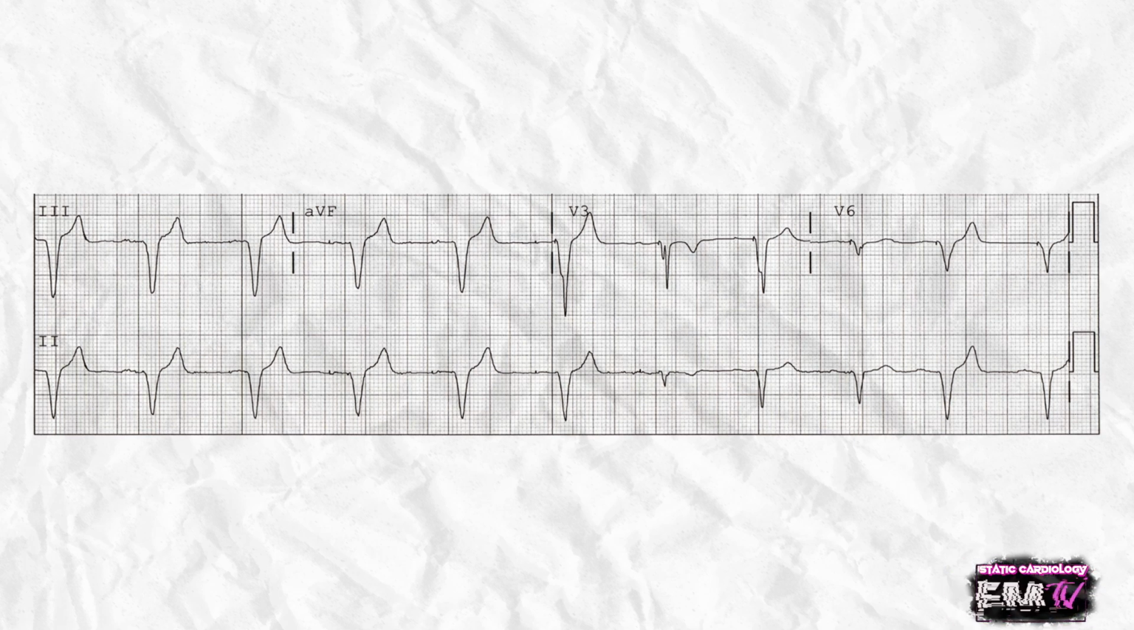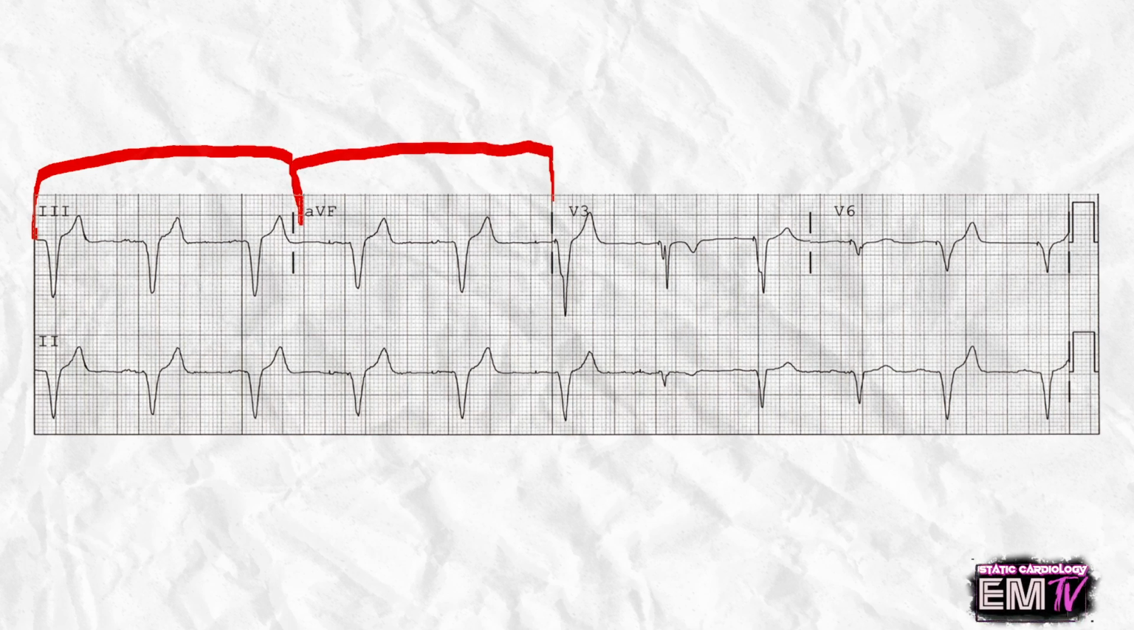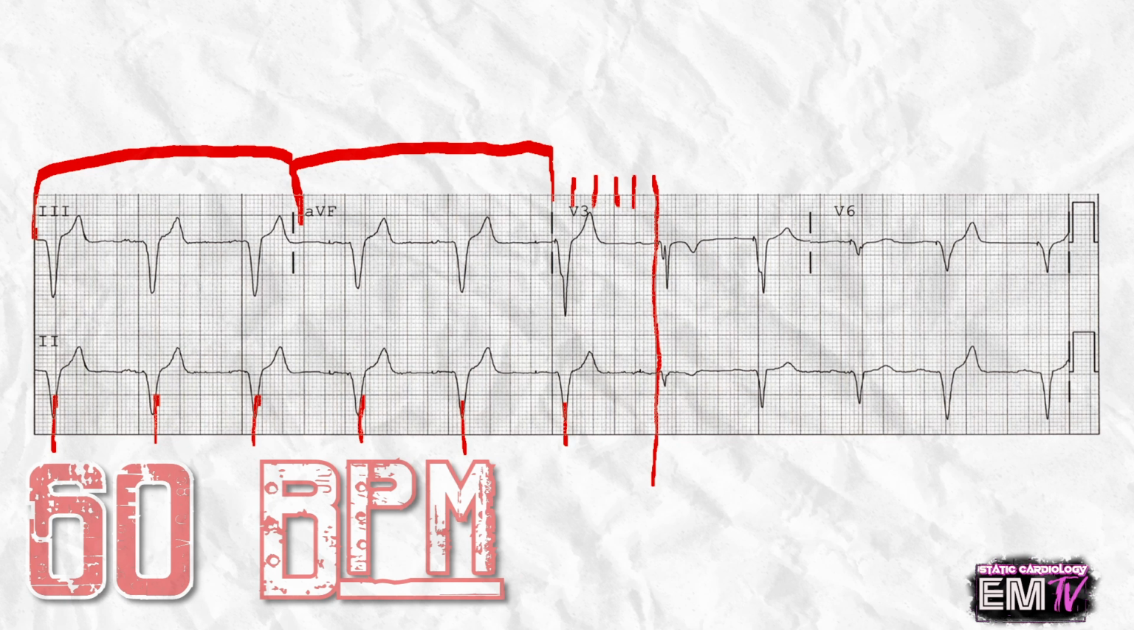In order to do that, I'm going to take 2 large lead groupings, which are 2.5 seconds each, and then add 5 big boxes. This will be my 6-second strip. Then I'll count my R waves. I'm counting 6 R waves, which makes this a rate of approximately 60 BPM.